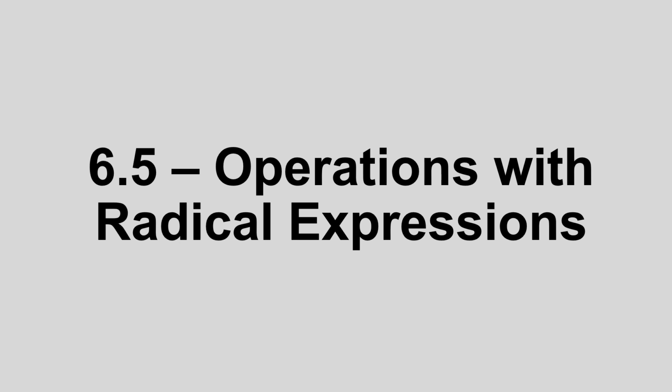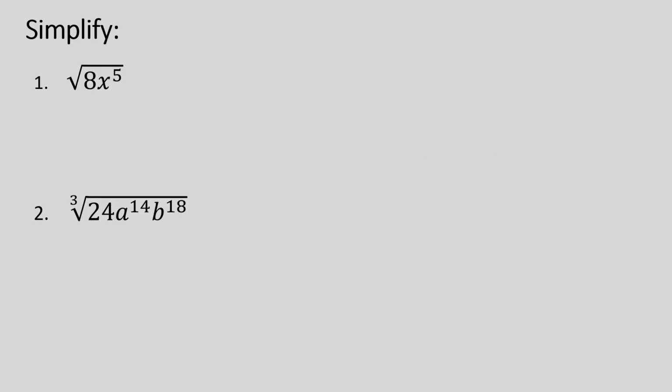Section 6.5, operations with radical expressions. This is really similar to the last section where we had nth roots. Now we're just going to be performing operations such as adding them together, multiplying them, etc. So here we have the square root of 8x to the fifth. We know how to do this one already.